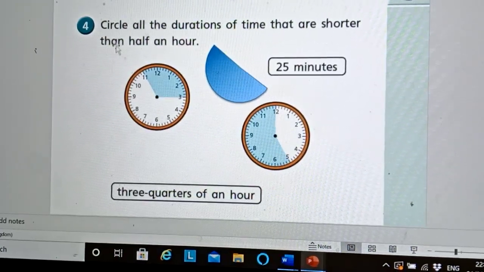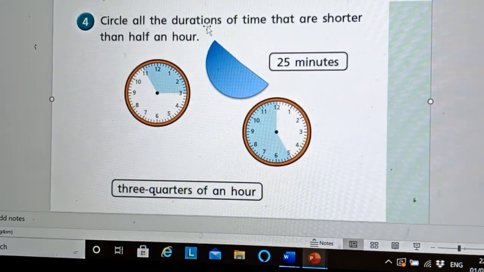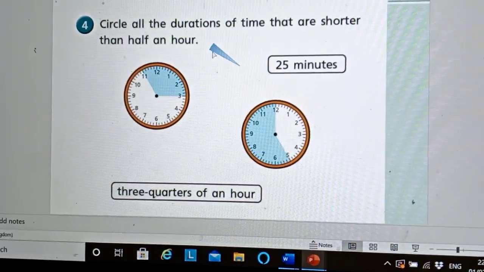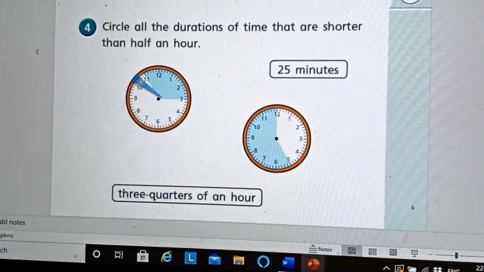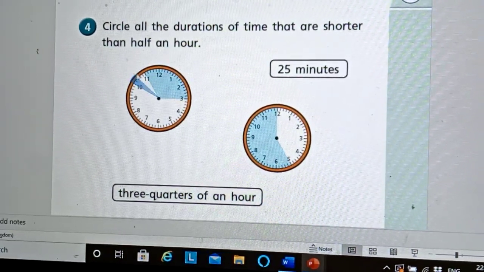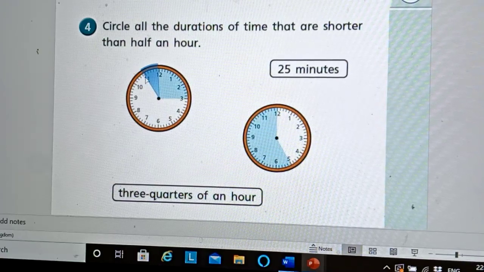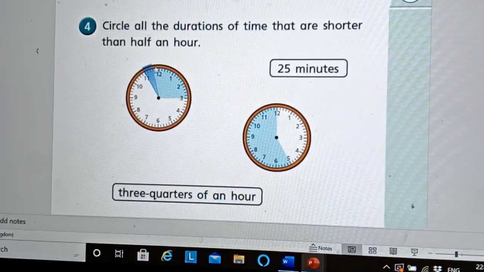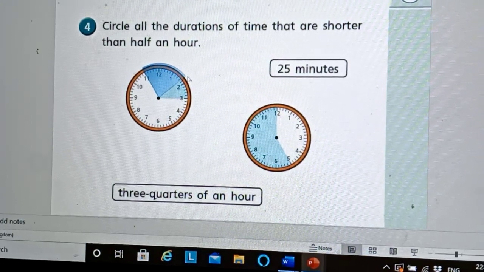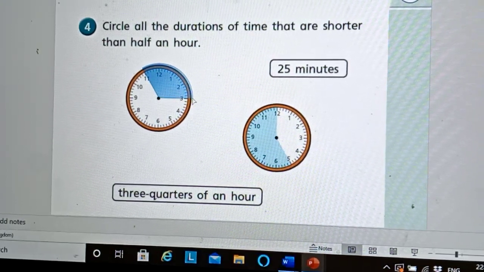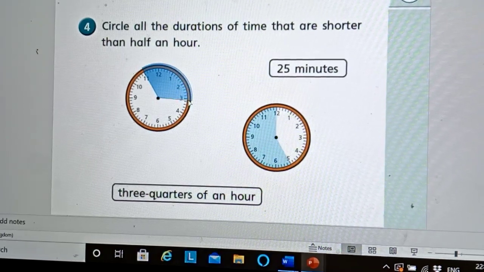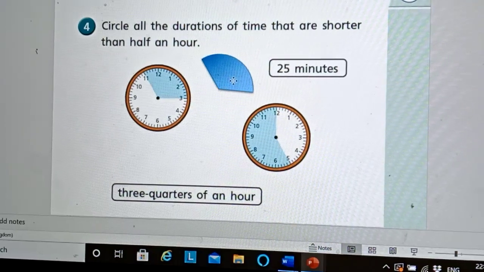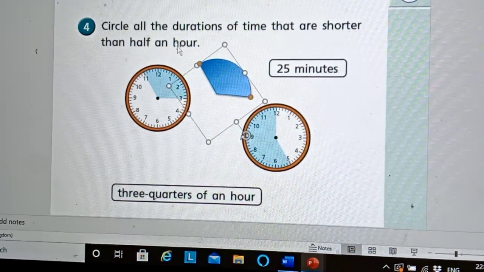For this next slide, it says circle all the durations of time that are shorter than half an hour. Right, let's check out this guy here. He starts there, doesn't he? No, he doesn't. He starts there. He starts at 5 and he moves this way already. Let's count 5, 10, 15, 20. He moves 20 minutes. Is 20 minutes longer or shorter than half an hour?